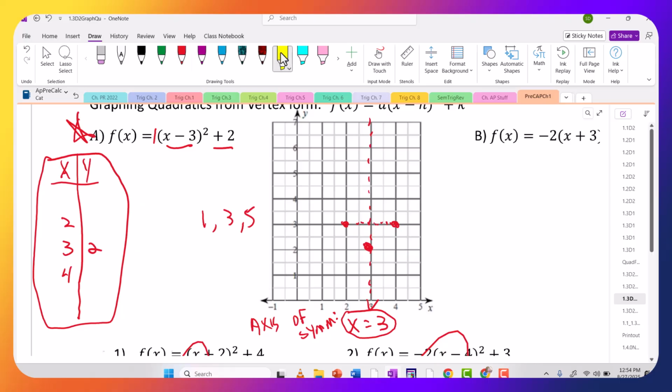What happens if I plug in 4 here? What's 4 minus 3? 1. What's 1 squared? What's 1 plus 2? By the way, what I just did there was PEMDAS, order of operations.